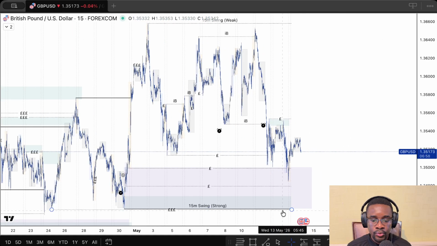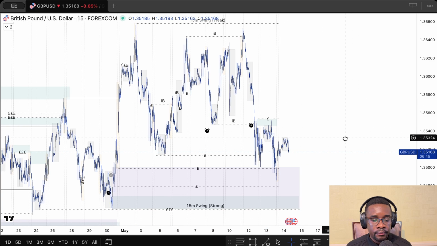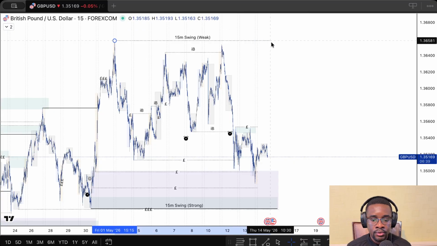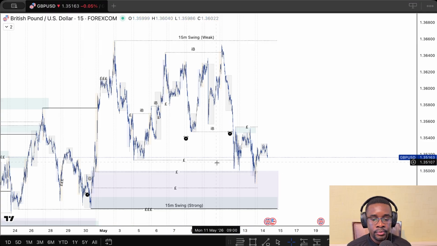So this is my swing. This is my swing range on the 15-minute. We have relative equal lows at the bottom. So my swing range, this was my break of structure to the upside. So my swing range is bullish, but internally we shifted bearish.